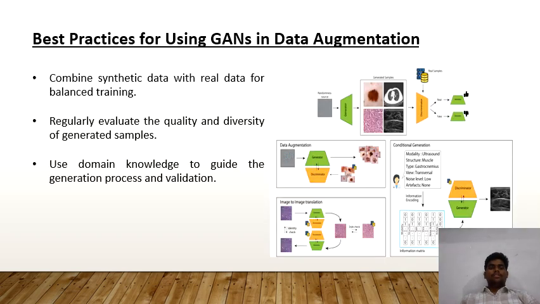Best practices for using GANs in data augmentation. Combine synthetic data with real data for balanced training, like a real image and a mask image, and we can compare both to generate an output image, which is a segmented image. Regularly evaluate the quality and diversity of the generated samples. Use domain knowledge to guide the generation process and validation.